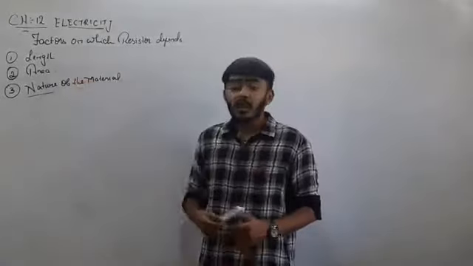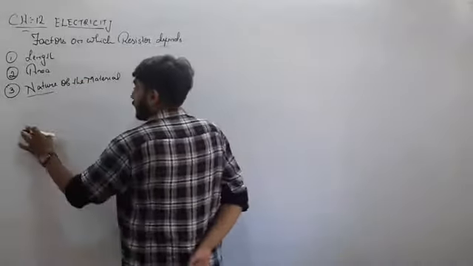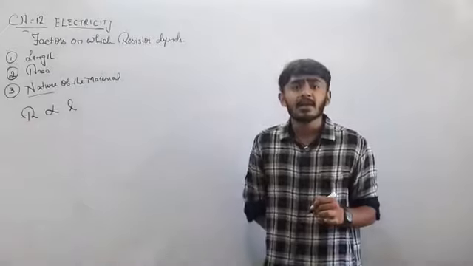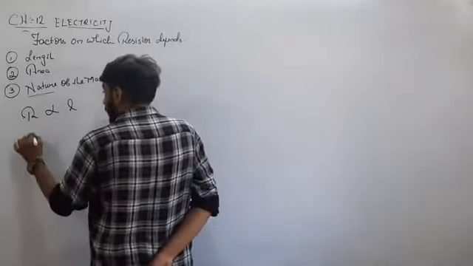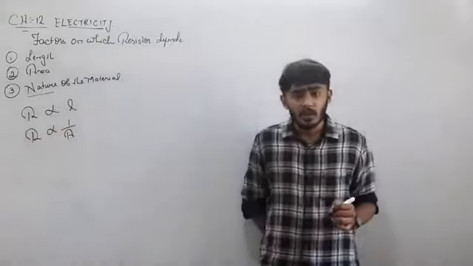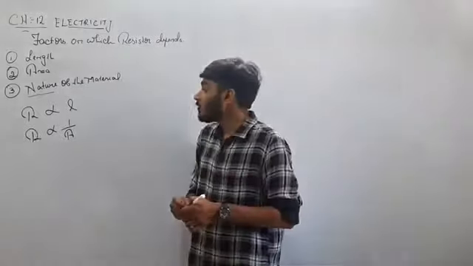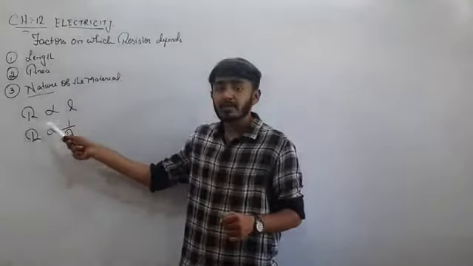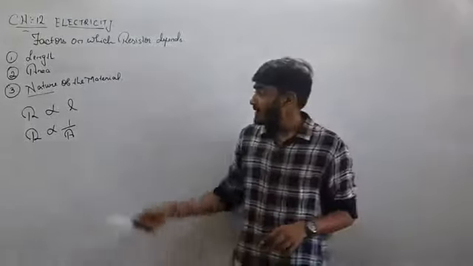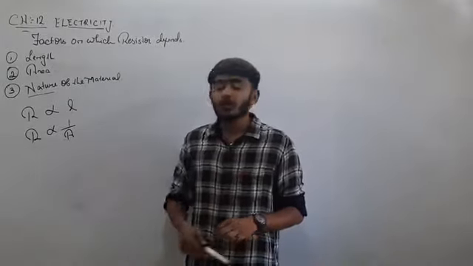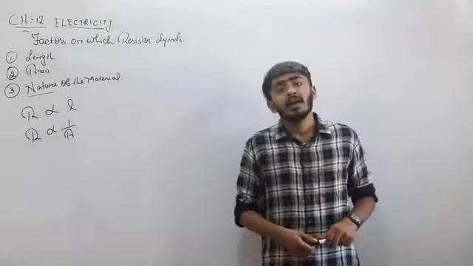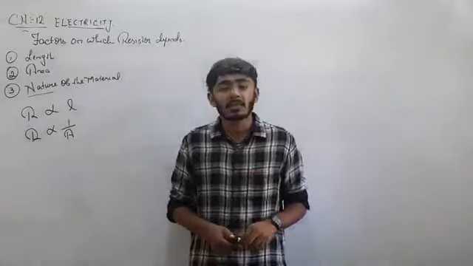Okay. Next, I told you about length. Let us see that. Here, resistance is directly proportional to length, and resistance is inversely proportional to area. That means if the length increases, then resistance also increases. In the same way, it is inversely proportional to the cross-sectional area. That means if the area increases, then resistance decreases, and if the area decreases, then the resistance increases.